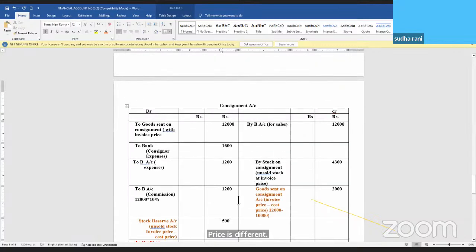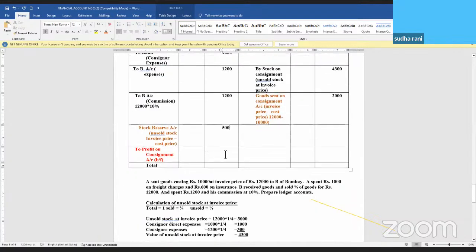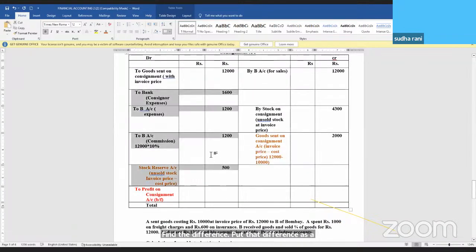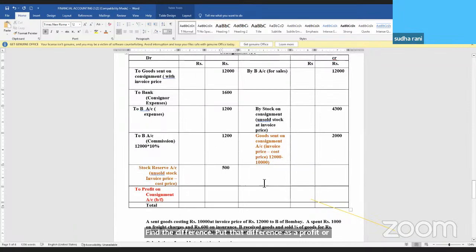The rest of the thing is same. Find the difference, put the difference as a profit or loss and close the account. Then open the consignee account as usual, transfer from here to there. Is that okay?